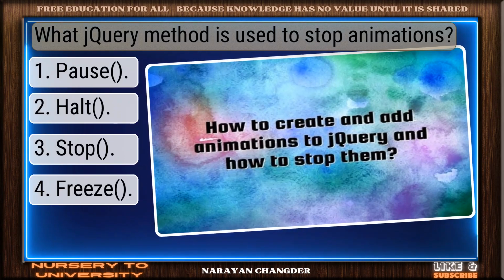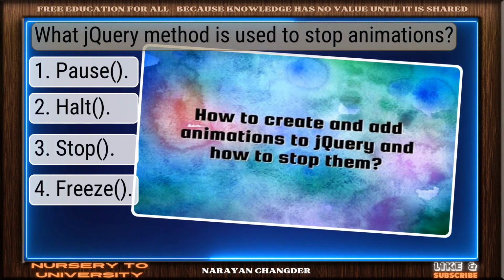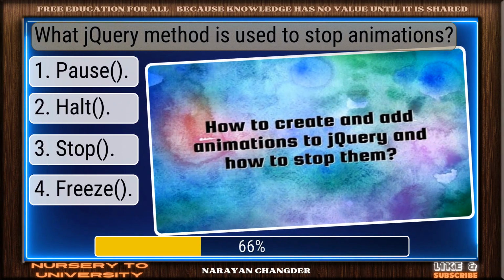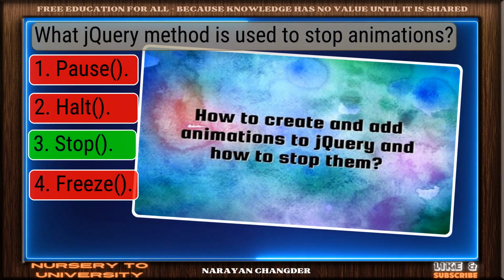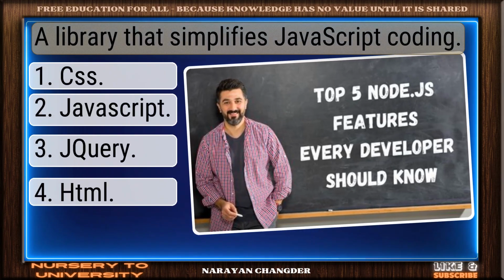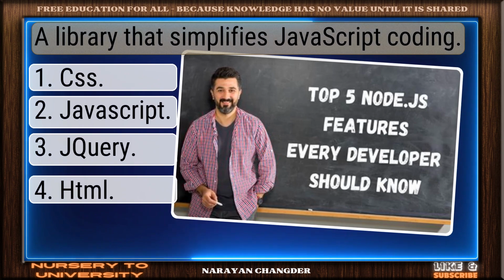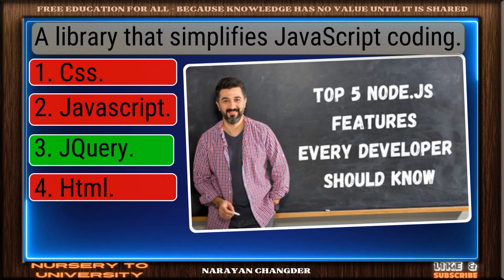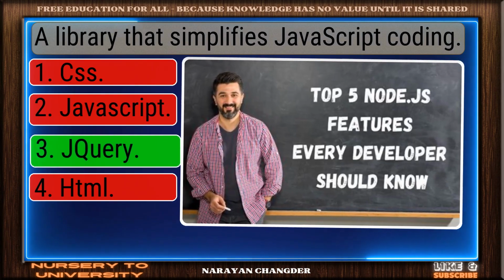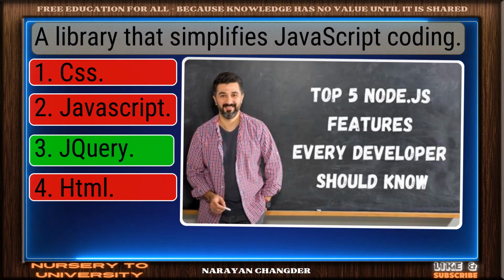Question number 48. What jQuery method is used to stop animations? Good thinking. Stop is the right answer. Question number 49. A library that simplifies JavaScript coding. You got it. Your choice jQuery is right.